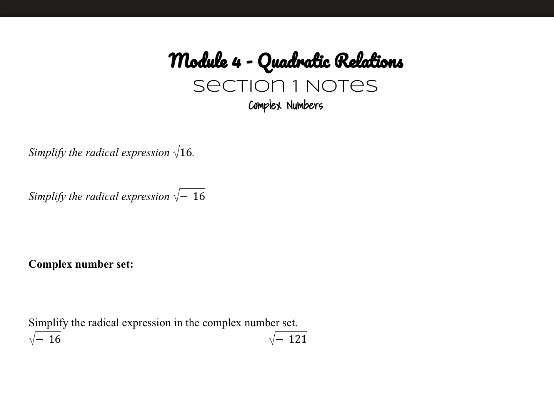So in Module 4, we are going to look at quadratic relations. In Module 3, we focused on all polynomials and looked at all of them. But now we're going to look at specifically the quadratic ones, so the ones with the x squared as their biggest term. And before we really get into that, we need to start by discussing complex numbers.